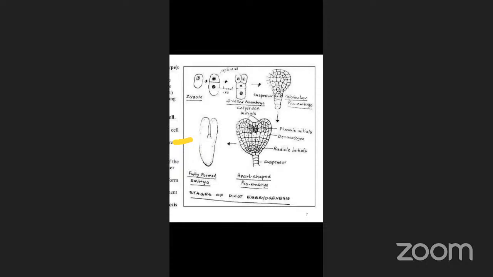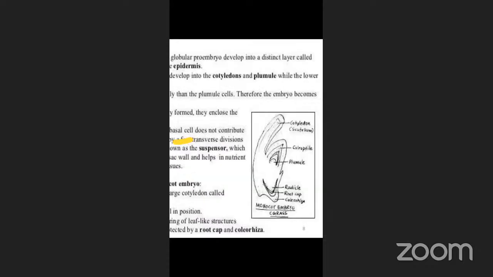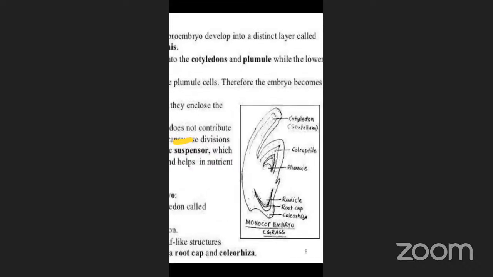Next, the structure of the monocot embryo. We also study the monocot embryo, that is the scutellum. This is the monocot embryo. The monocot embryo has a large, single cotyledon called scutellum.